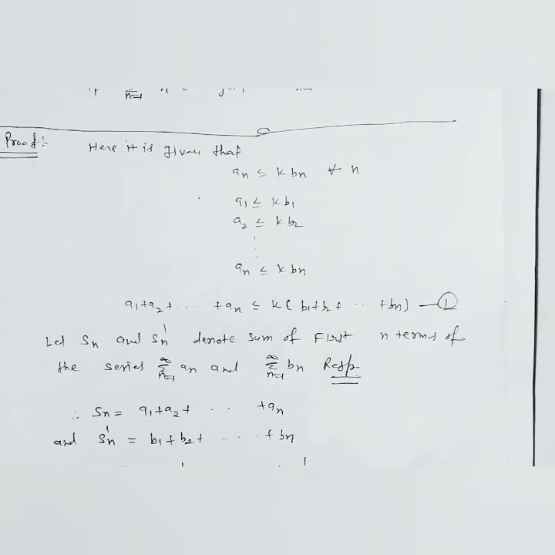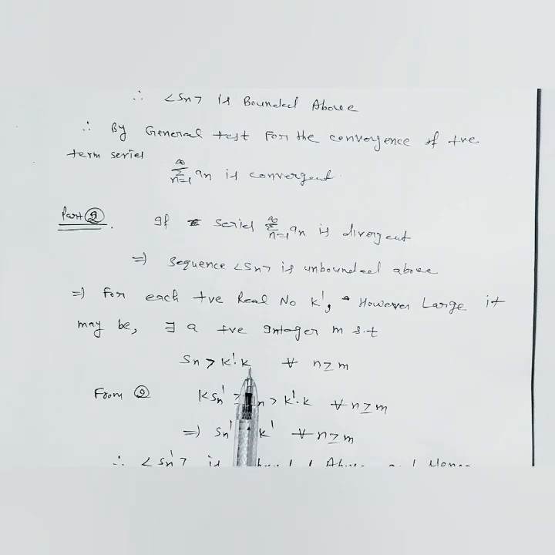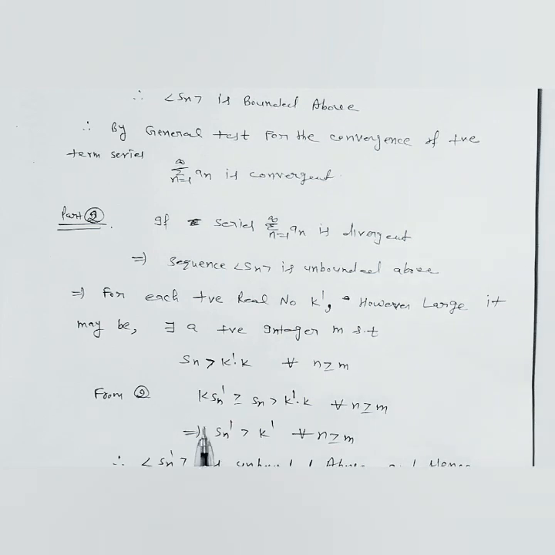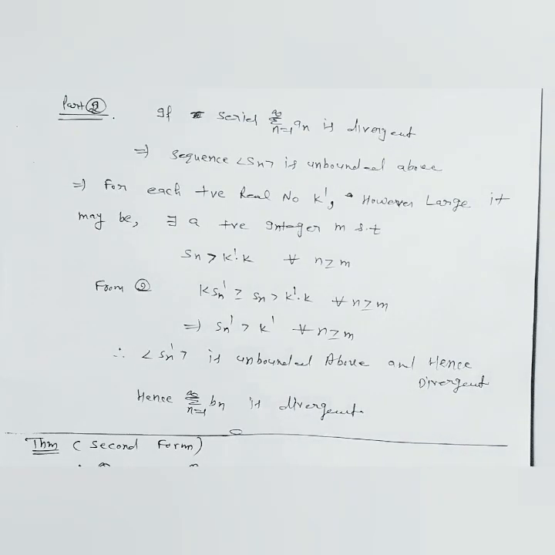here Sn is less than or equal to k times Sn'. In reverse order, we read k Sn' greater than or equal to Sn, and Sn is greater than k' into k. Combining these, we have k Sn' greater than or equal to Sn is greater than k' into k. So from this we have Sn', the k and k will cancel, and Sn' is greater than k' for all n greater than or equal to m. This implies sequence Sn' is unbounded above, therefore by the definition series Bn is also divergent. Okay, clear students?